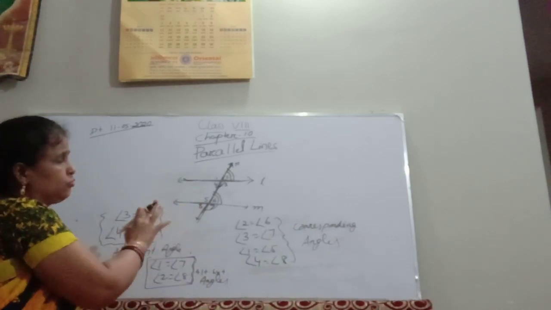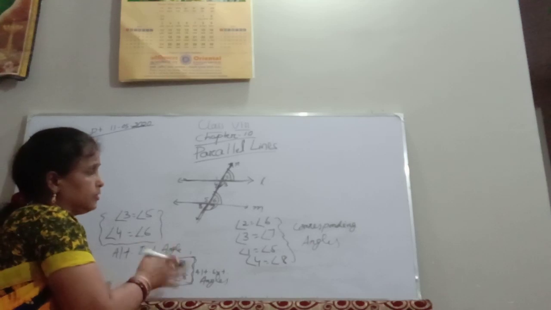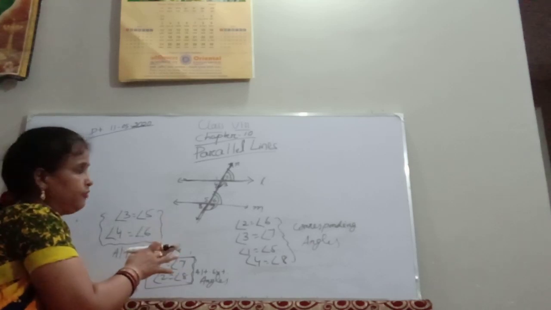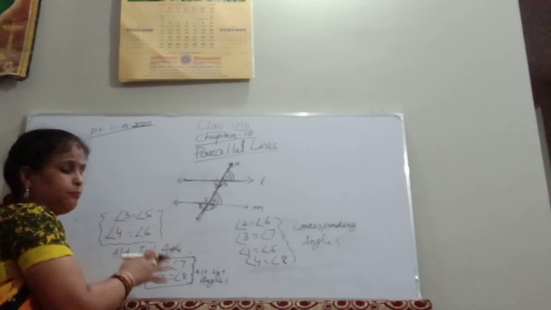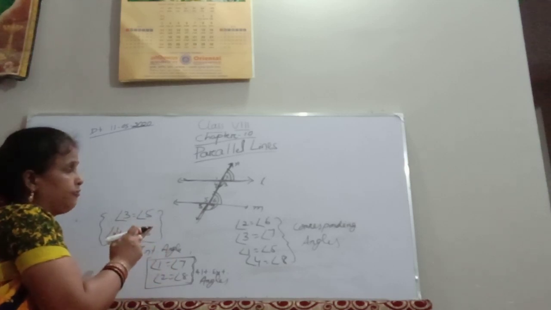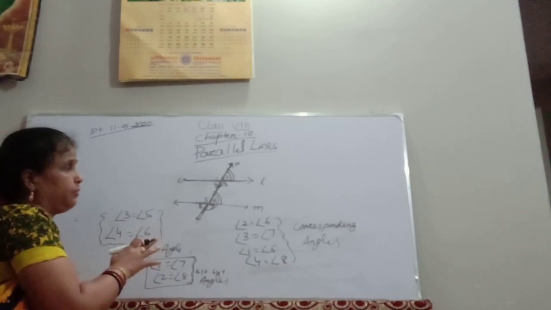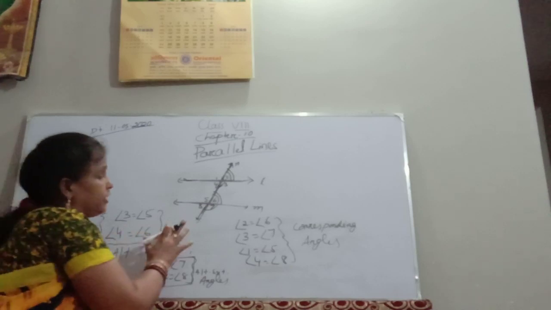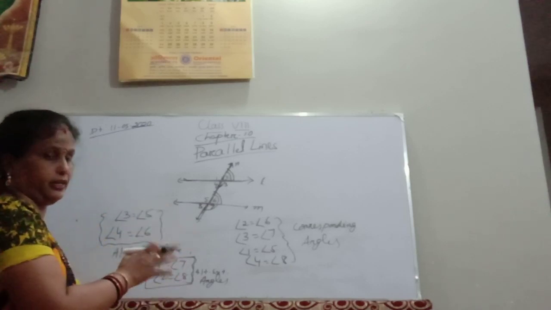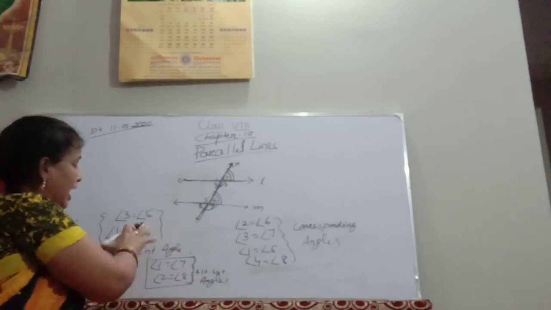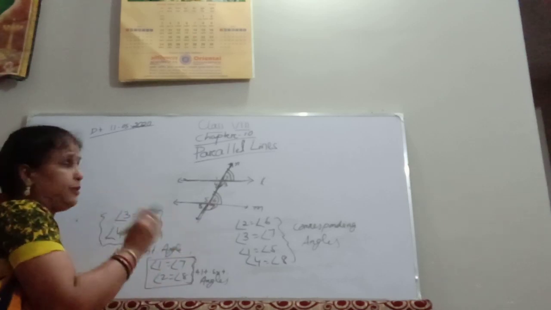I just sent this video. You have to understand first of all, this is a very important chapter, and it is further important because in a higher class you can use this property and find other angles. This is very important and these three conditions are very important.